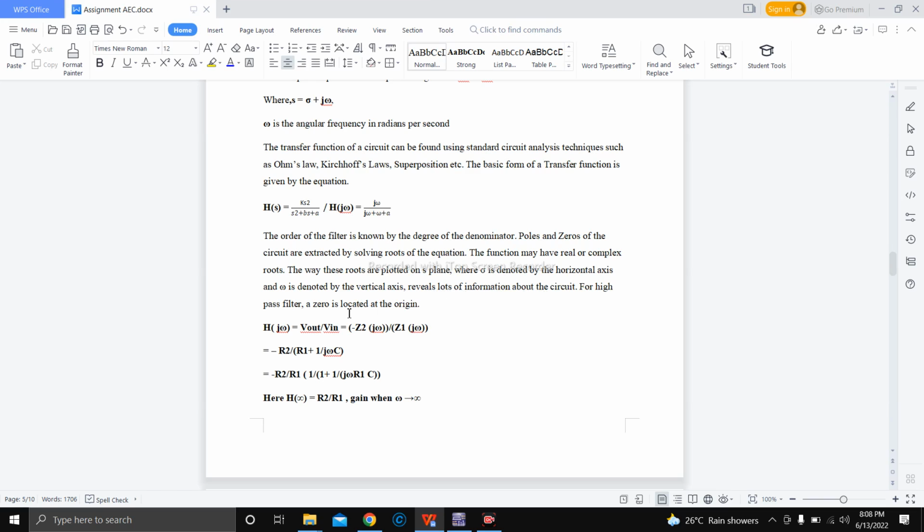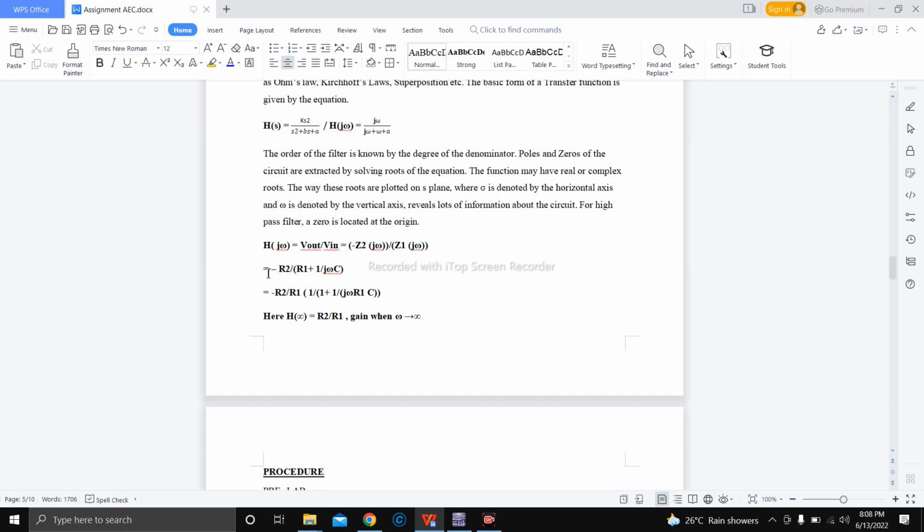For a high-pass filter, a zero is located at the origin. H(jω) = Vout/Vin = -Z2(jω)/Z1(jω) = -R2/(R1 + 1/(jωC)) = -(R2/R1) · 1/(1 + 1/(jωR1C)). Here, the conclusion of the formula is H(∞) = R2/R1, the gain when omega equals infinity.